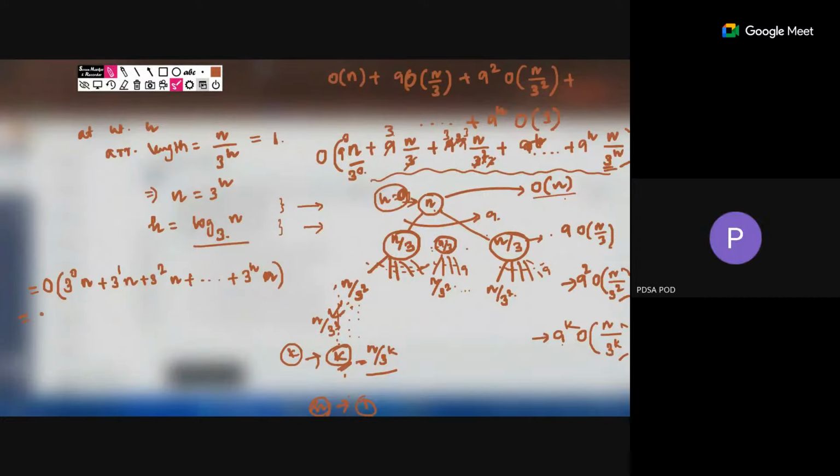So this is equal to order of n times 3 to the power 0 plus 3 to the power 1 up to 3 to the power h. Got it? Now tell the solution. I took n common. Now you have to use the formula for the solution of the GP.